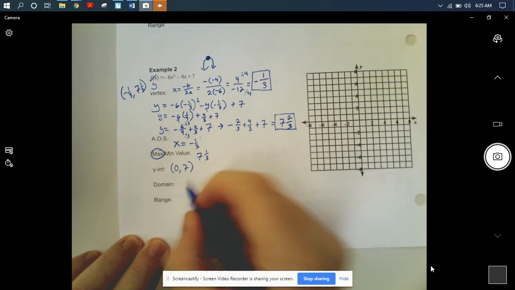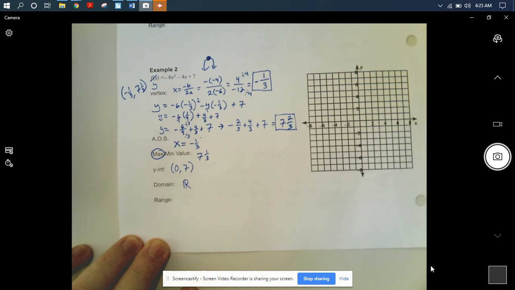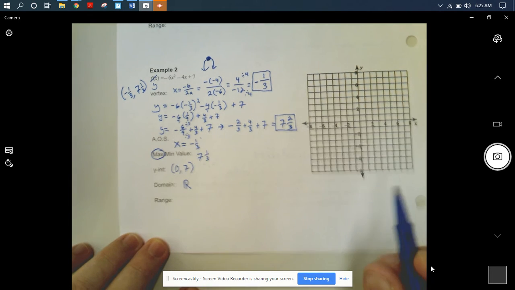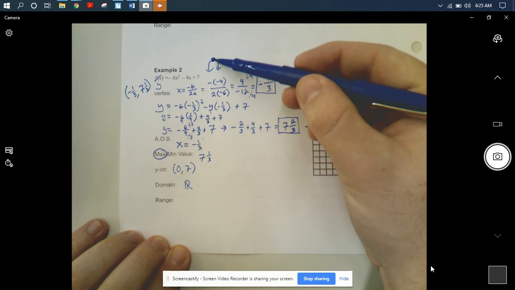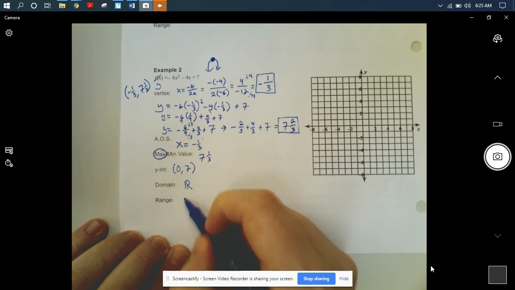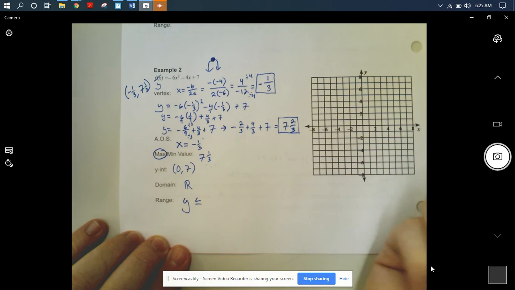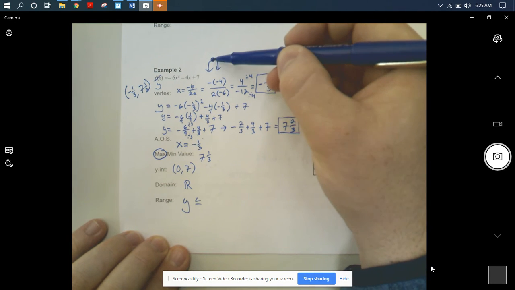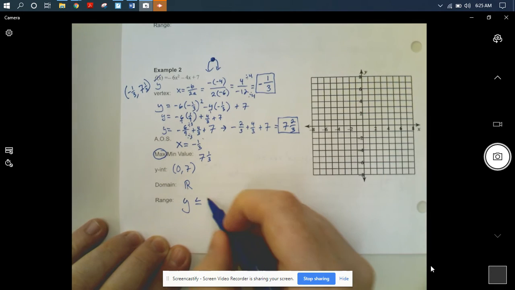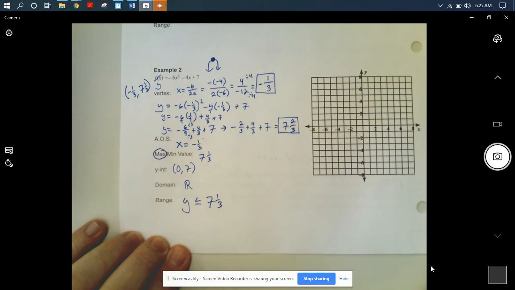Well, our domain is going to be all real numbers because it always is, and we can plug any numbers into it. Here, there's no numbers that we can't. For our range, we know that we have a maximum, we're going downwards. So we know y is going to be less than or equal to something. What is that something? Well, it's the y value here at our vertex. So the y value here is 7 and 1/3.